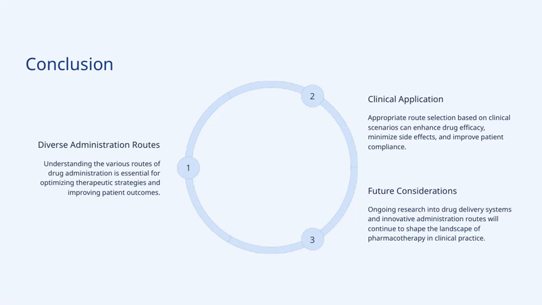So, to wrap up, let's talk about the importance of understanding the diverse administration routes for drugs. Recognizing the different ways medications can be delivered is crucial because it allows us to optimize treatment strategies and ultimately improve patient outcomes. When we choose the right route, we're not just ensuring the drug works effectively, we're also helping minimize side effects and making the treatment more tolerable for patients.